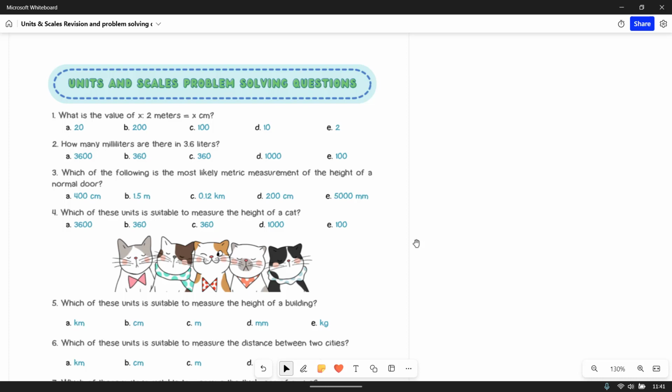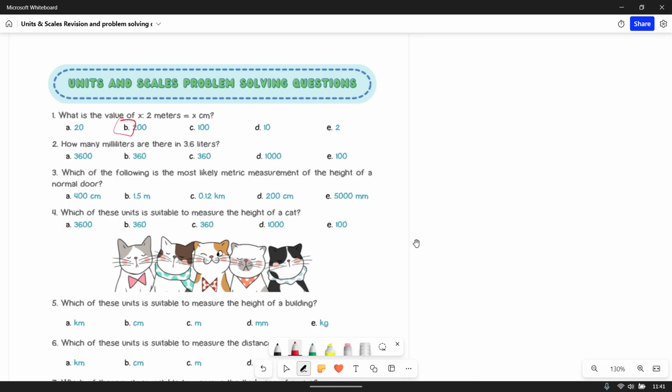Okay, so how many centimeters are in 2 meters? 1 meter is 100 centimeters, so 2 meters is going to be 200. Straightforward, easy question there.